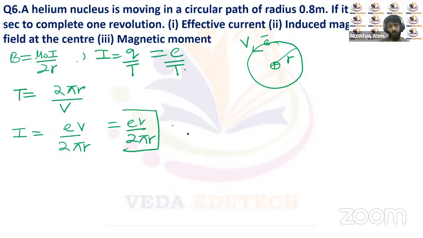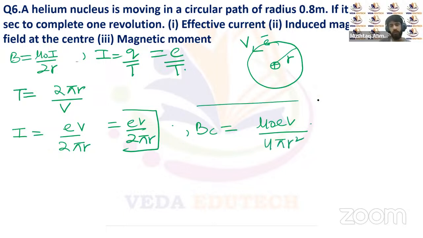Now talking about the induced magnetic field at the center, B_C, that will be equal to mu naught I, where the value of I is given as ev upon 2 pi r, upon 2r. So it will be mu naught ev upon 4 pi r square. So this is the net magnetic field at the center of this atom, right?